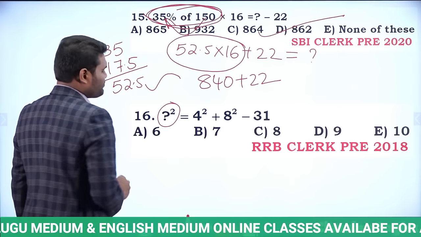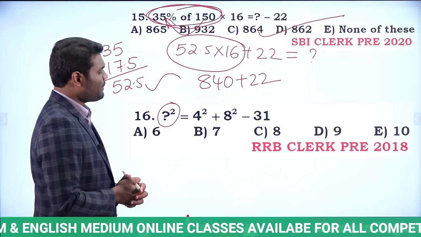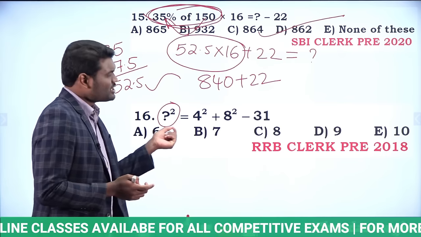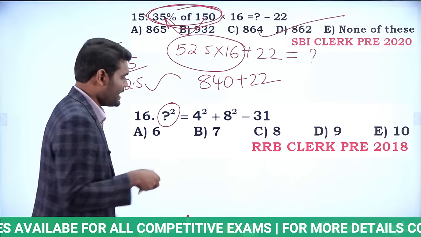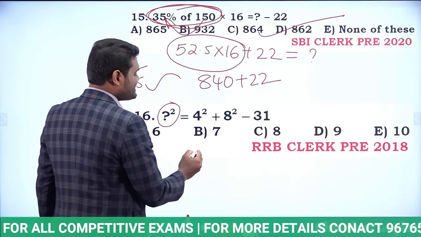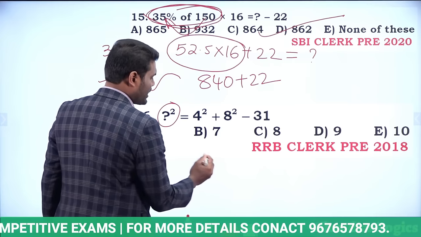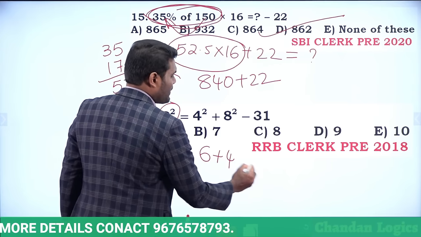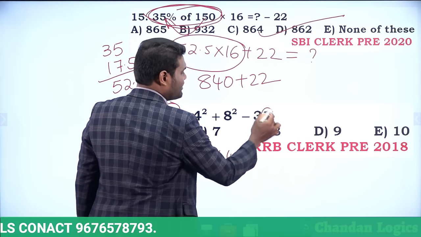Question mark square is equal to 4 square plus 8 square minus 31. We need to know what this question mark is. Either you can solve it or you can verify the last digit. If you verify the last digit, 4 square is 16, last digit is 6. Now 8 square is 64, last digit is 4, minus 31, last digit is nothing but 1.